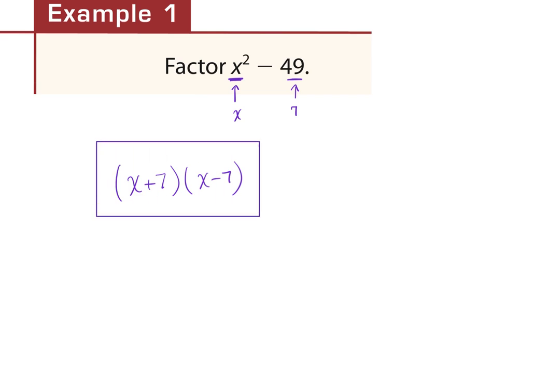If I were to multiply this, I would say x times x, that is x squared. X times negative 7 is negative 7x. 7 times x is positive 7x. And positive 7 times negative 7 is negative 49. When I simplify, negative 7x and positive 7x cancel, I get x squared minus 49, which is exactly what I started with. All right, it will always be plus minus of the square roots.